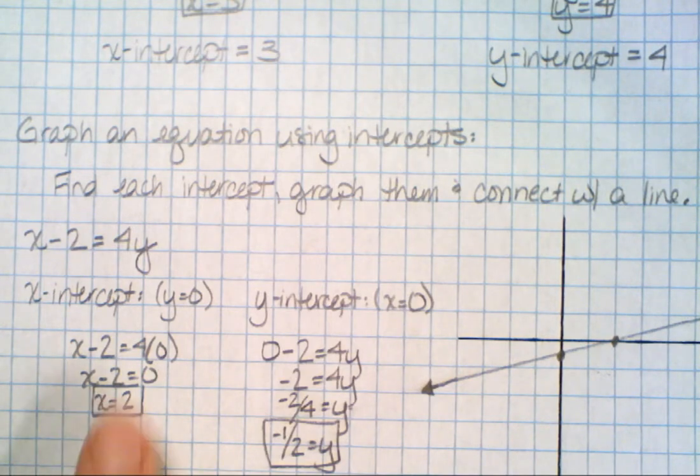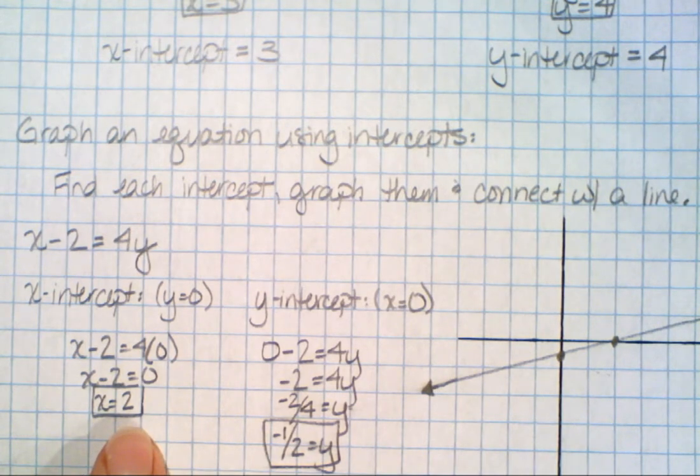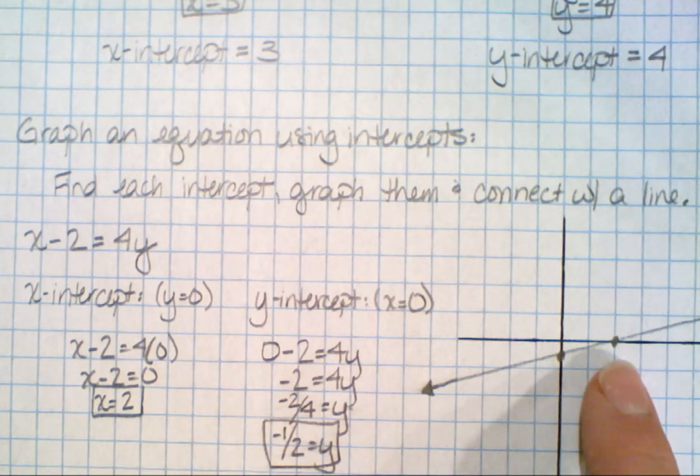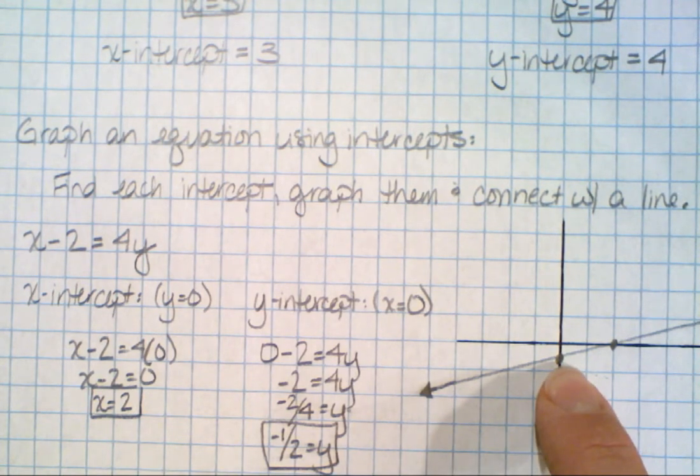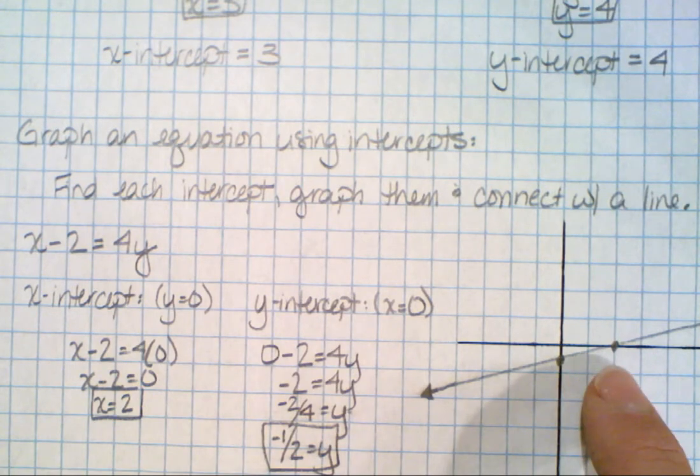The x-intercept is where y equals 0, so I get x equals 2. On my graph, I'm going to put a dot on the x-axis at positive 2. Then I'm going to solve for the y-intercept. I find out that the y-intercept is negative 1/2, so I put a dot at negative 1/2. Now I have my 2 points, so I can use a straight edge or a ruler to connect those 2 points, and now I have the graph of that line.